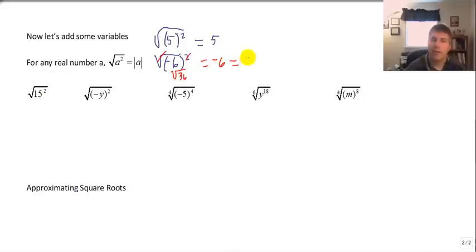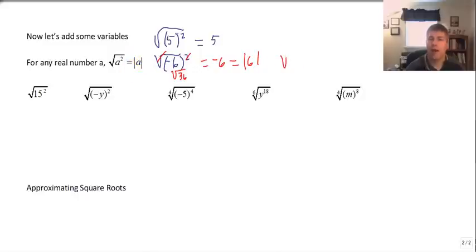That answer should be positive 6. Well, what's going to make negative 6 a positive 6? Well, imposing the absolute value bars. So for any real number a, the square root of a squared equals the absolute value of a.